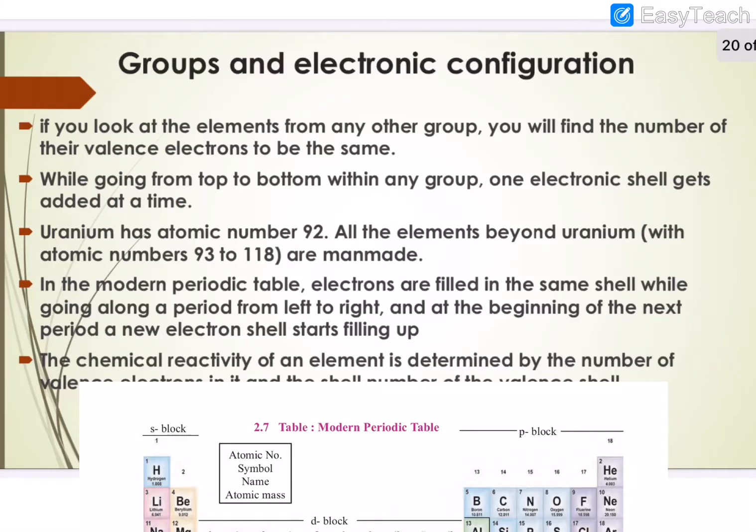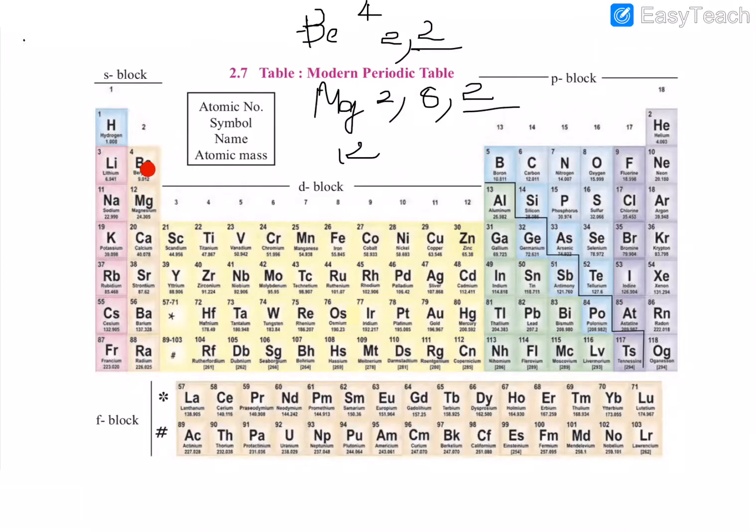time. So when we go from top to bottom in a group, you can see the example of this in the second group. In the second group, the first element is beryllium. So here 2 shells are there. Next is magnesium. Here 3 shells are there. So 1, 2, 3. So 1 shell is added. Next is calcium. Calcium will have 4 shells. So 1 shell is added when we go from top to bottom in a group.